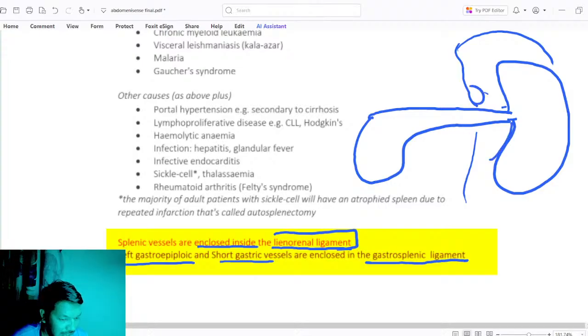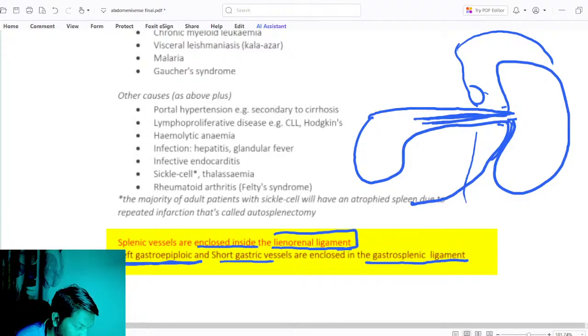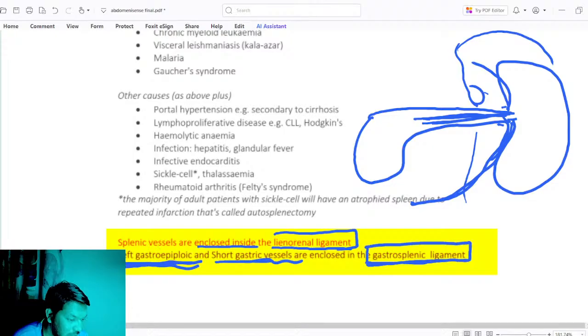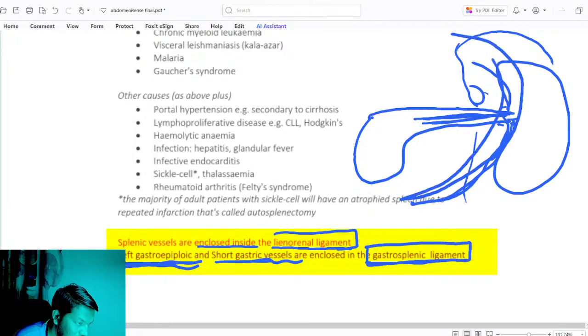And here is the left gastroepiploic, which comes from the splenic. Remember, the splenic artery gives the short gastric vessels and the left gastroepiploic vessel. They are enclosed in the gastrosplenic ligament. Here will be the greater curvature of the stomach and the spleen, so these vessels will remain in the gastrosplenic ligament.